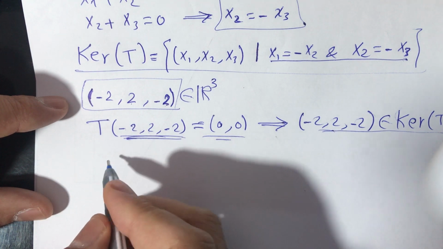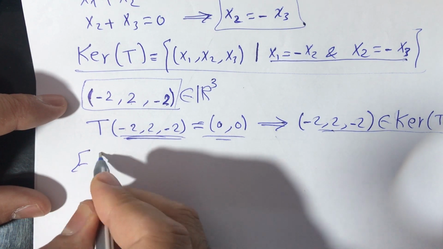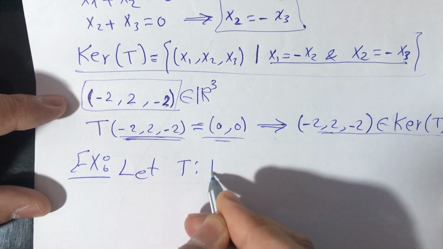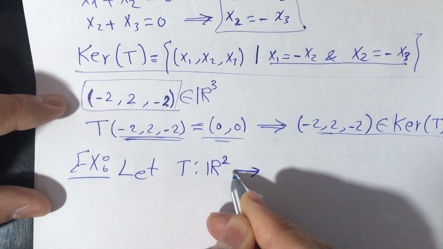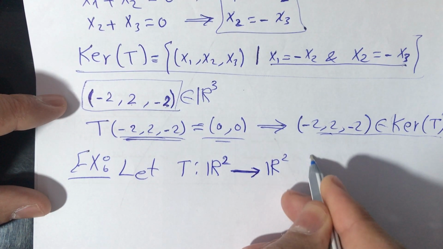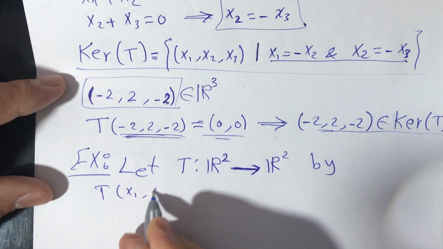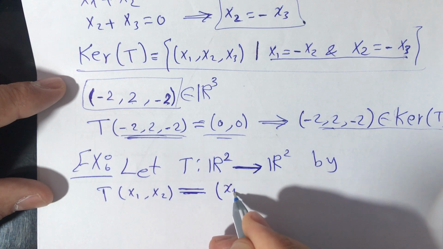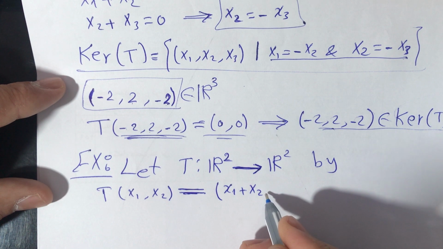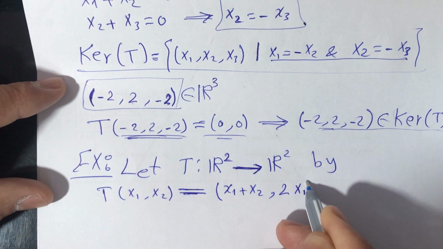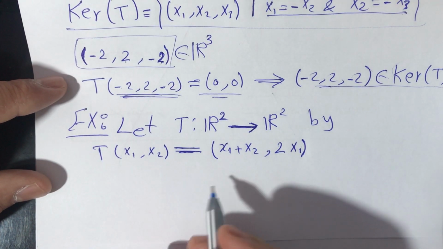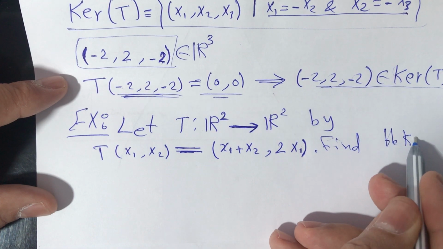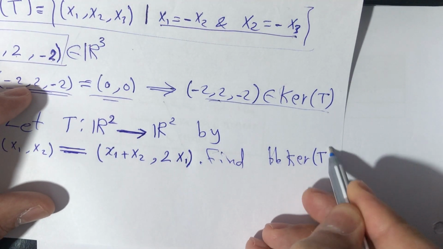Now if we take another example, let T be defined from R2 into R2 by T of (x1, x2) is equal to (x1 plus x2, 2x1), and find the kernel. Find the kernel of T.